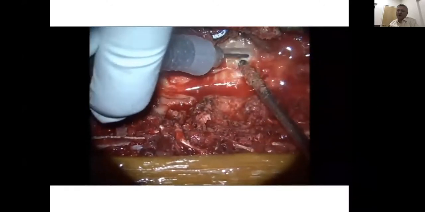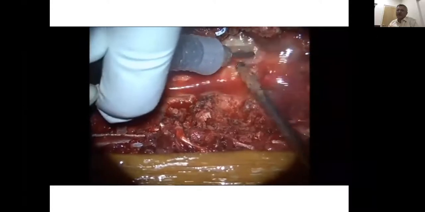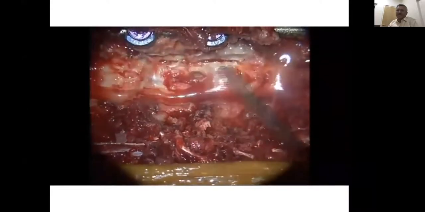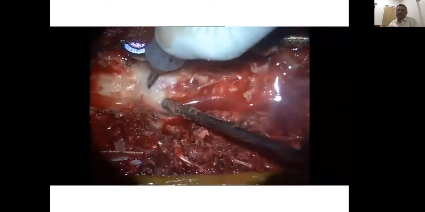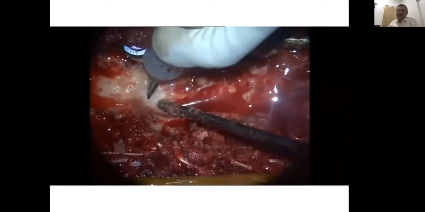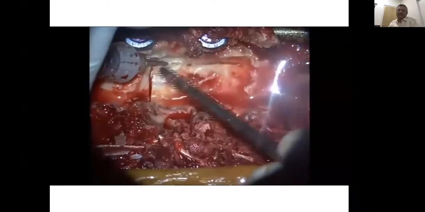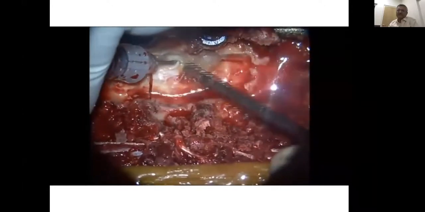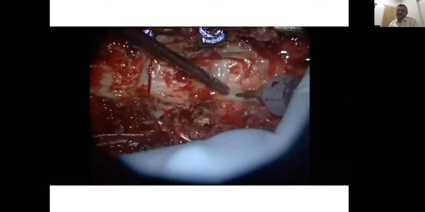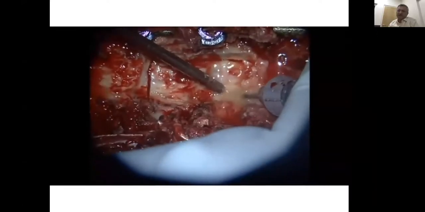You can see if you're not irrigating, you get a huge amount of heat that is generated. And if you accidentally dip inside, it can cause a dural tear, especially in a patient who has got an adhesion between the dura and part of the bone.